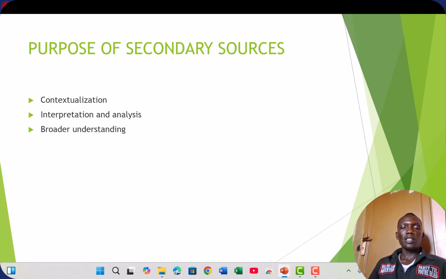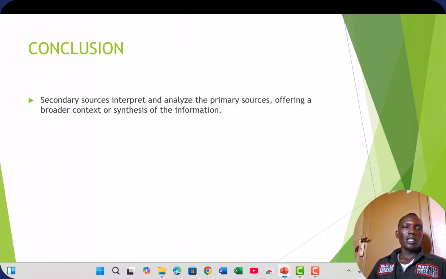They sit down, do some analysis and interpretation, then come up with a better resolution. Then the last one is broader understanding. It analyzes and provides a lot of meaning to guarantee broader understanding to the audience. Then in conclusion, secondary sources interpret and analyze the primary sources, offering a broader context and synthesis of the information.